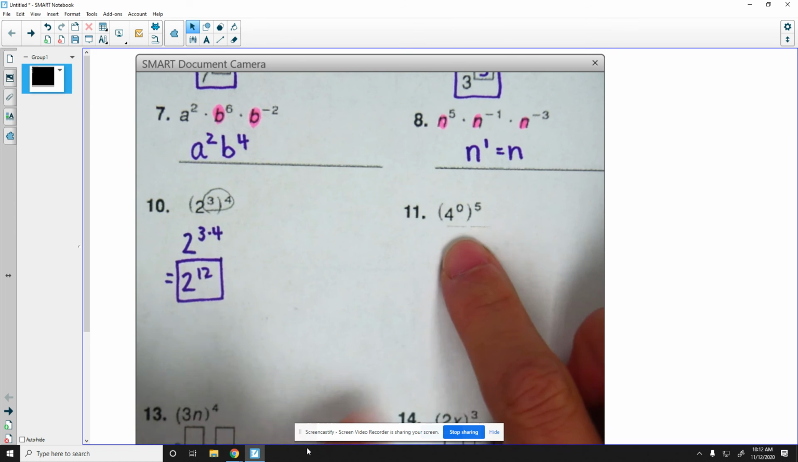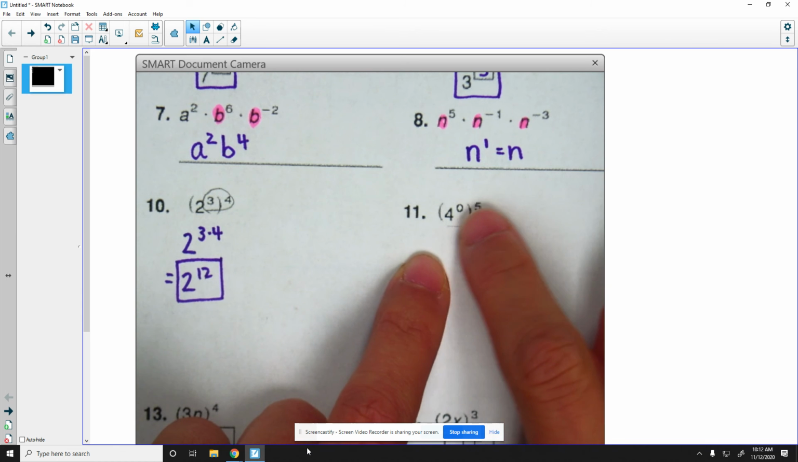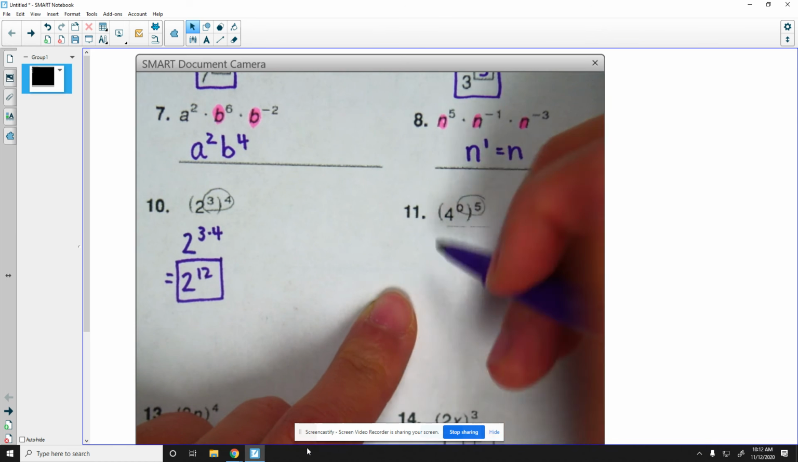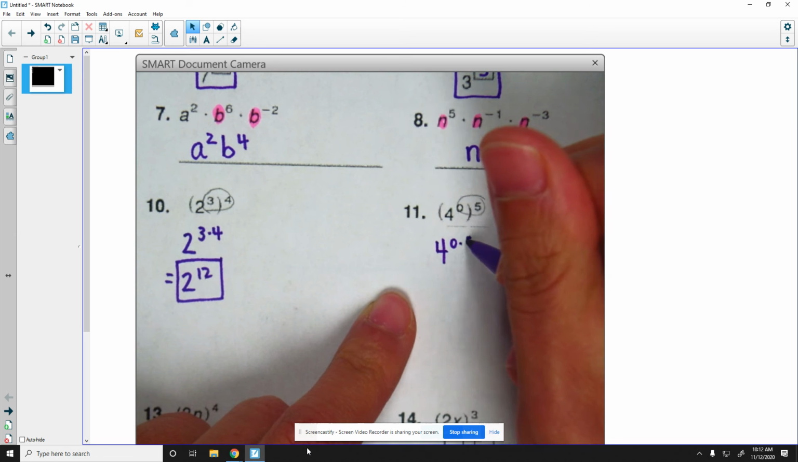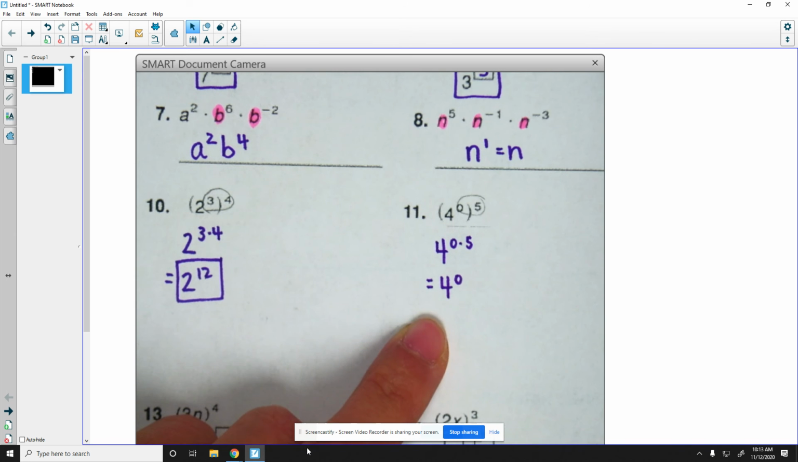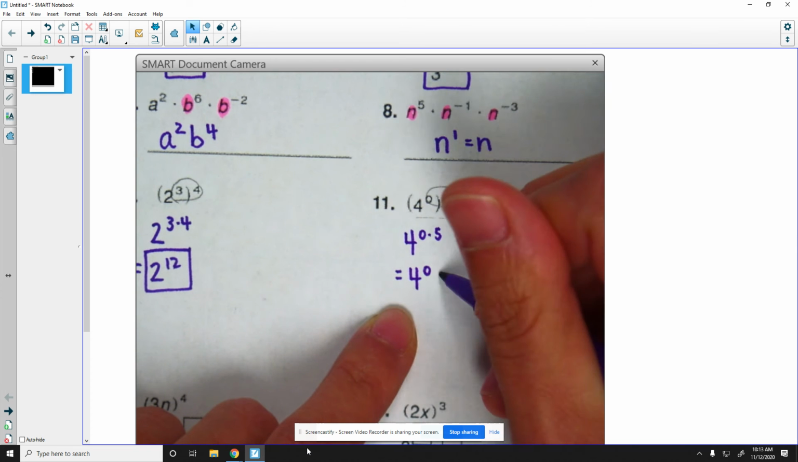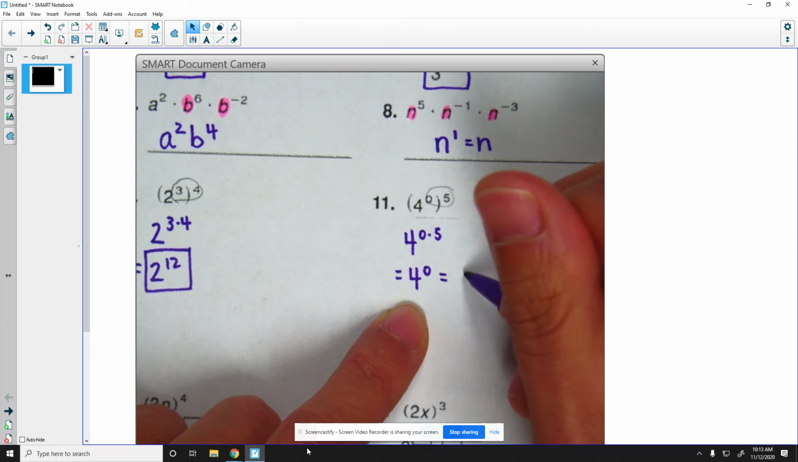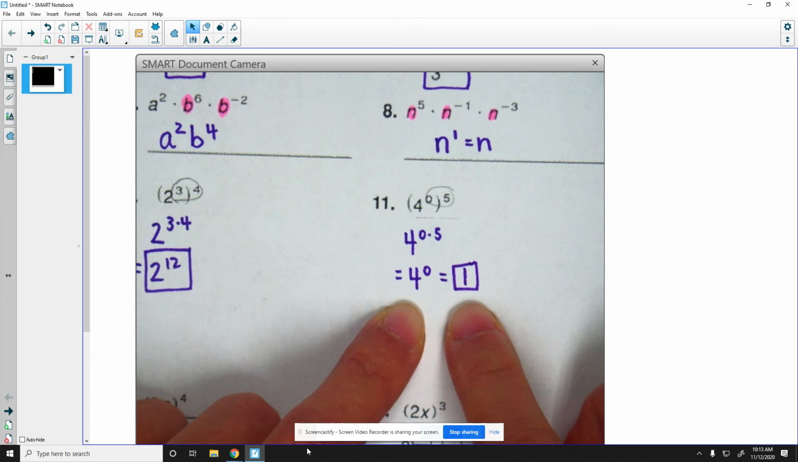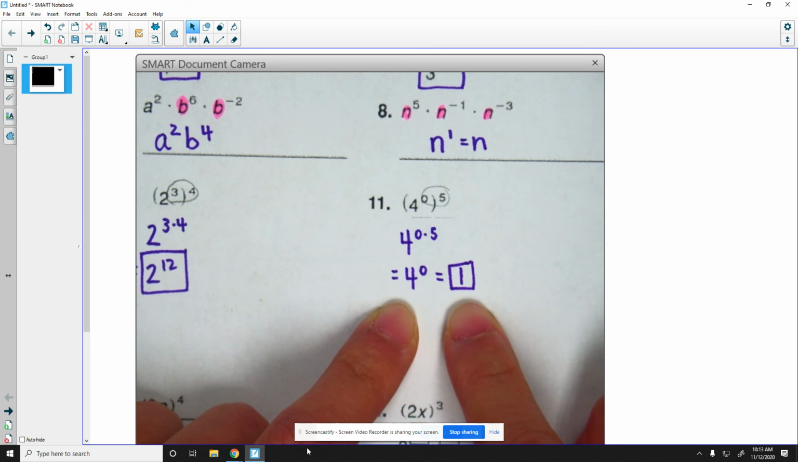Okay, so that's my rule. So here, if I have a power to a power, I multiply my exponent. So it's 4 to the 0 times 5. So that's 4 to the 0. Is that my final answer? No, because I can simplify. What is 4 to the 0? 1. Okay, so please keep that in mind. If you can simplify it any farther, make sure you do.